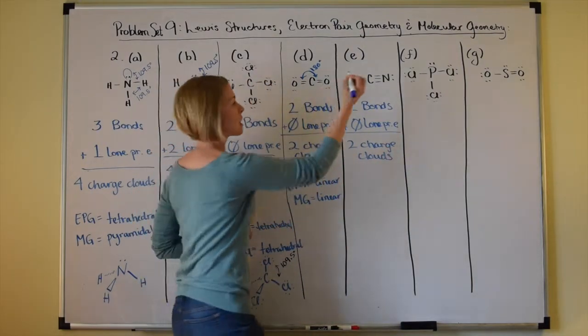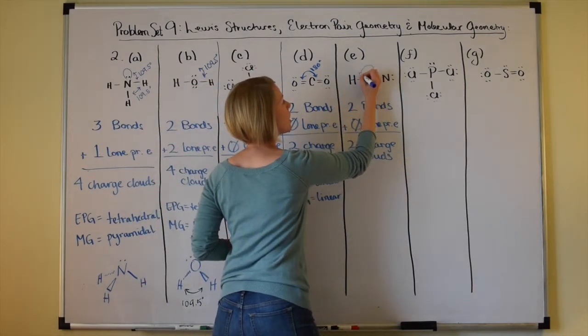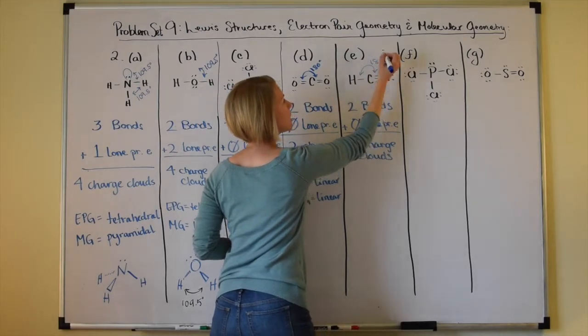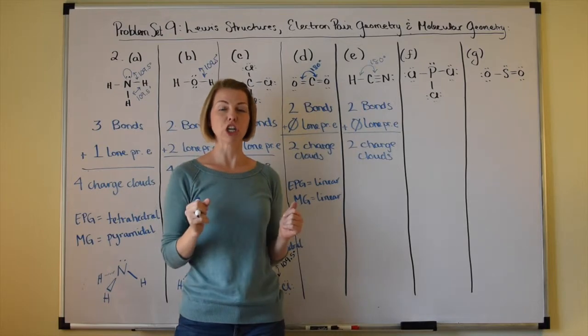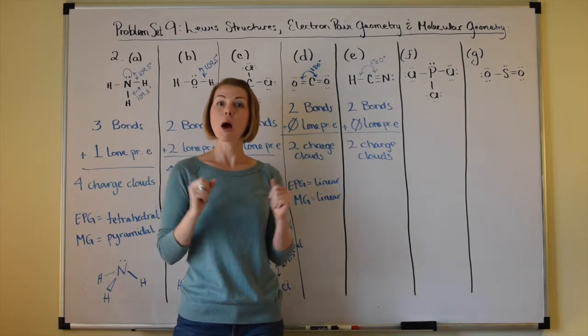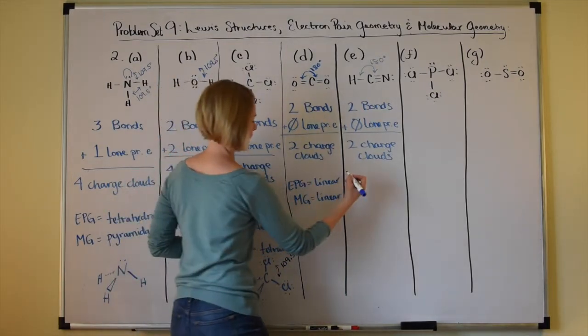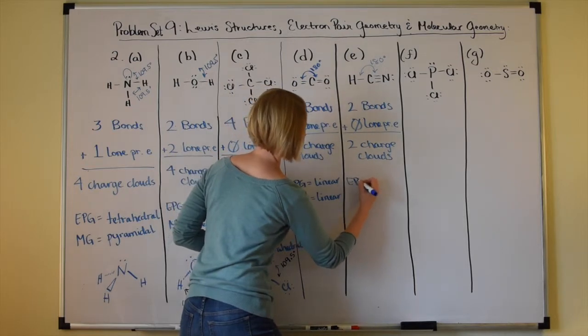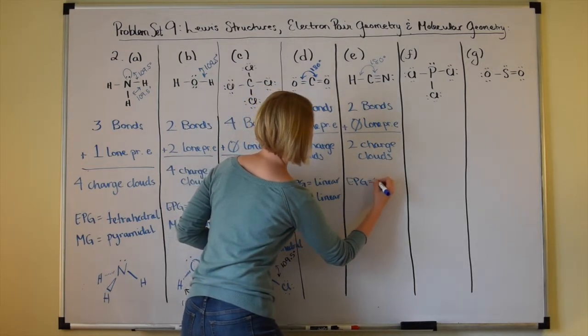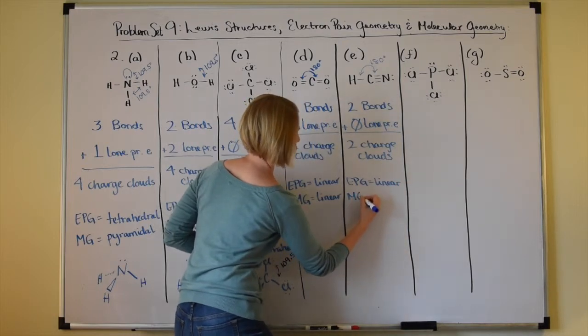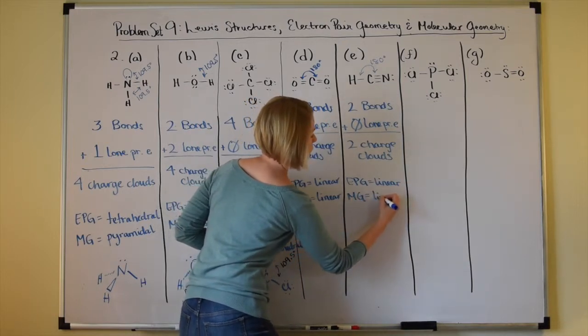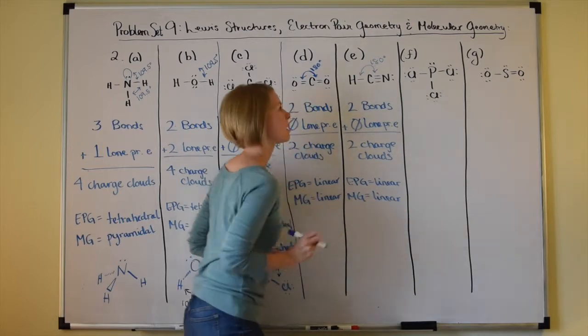Which causes this angle to be 180 degrees. And creates a linear electron pair geometry and a linear molecular geometry. So I'll write EPG linear, and molecular geometry, MG, also linear.